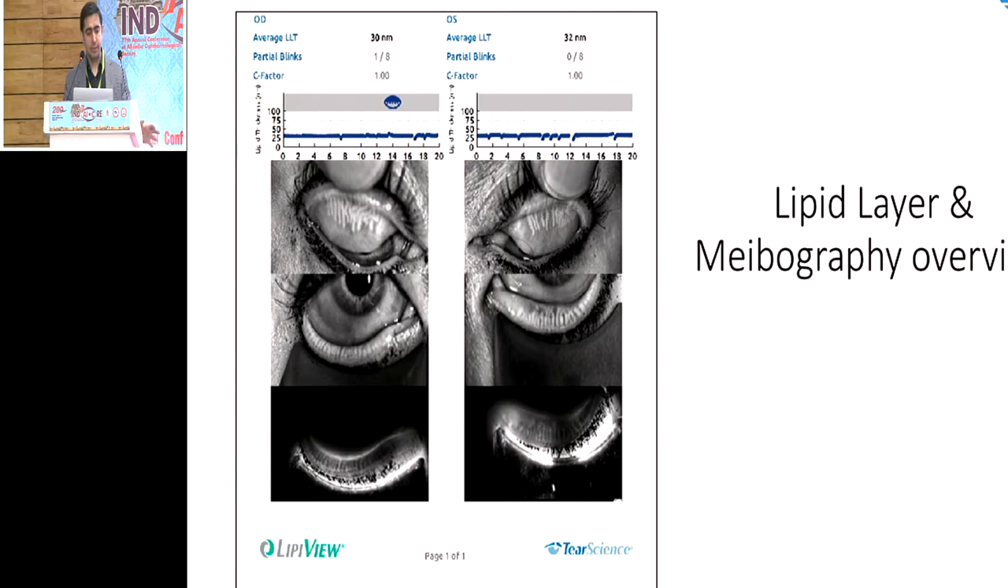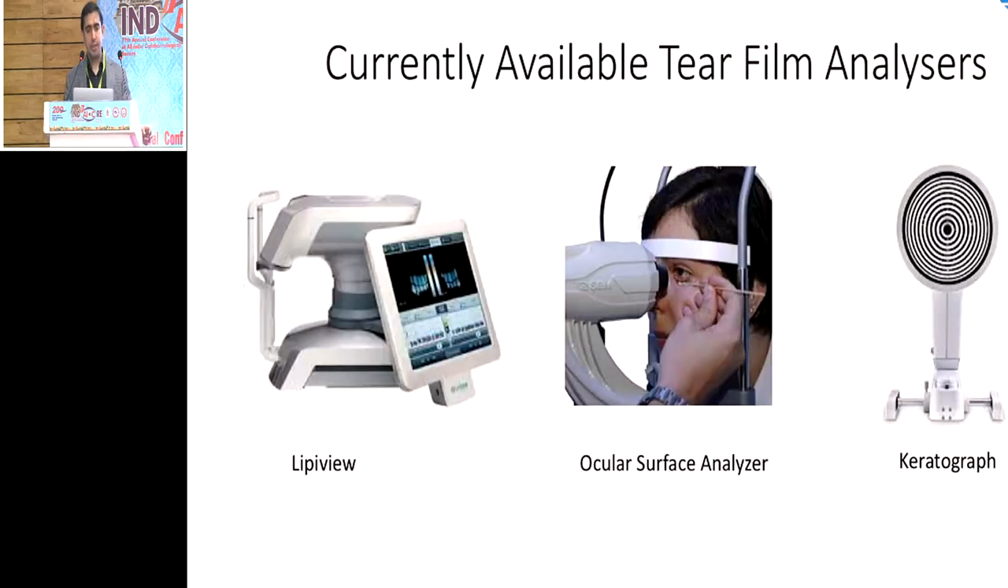So this is the overview printout from the LipiView device, which gives you both the meibography as well as the lipid layer, and it tells you about partial blinking. Partial blinking is again important because the blinks actually spread the meibomian secretions. They also help to express out the secretions. And a lot of computer users tend not to blink properly. So blink hygiene has been getting a lot of importance recently.